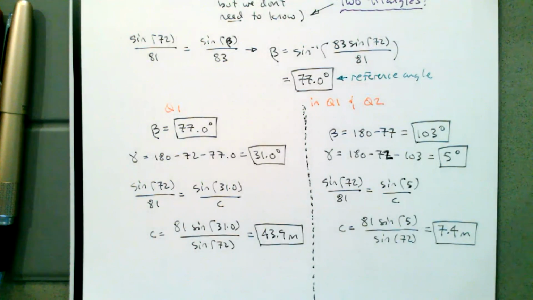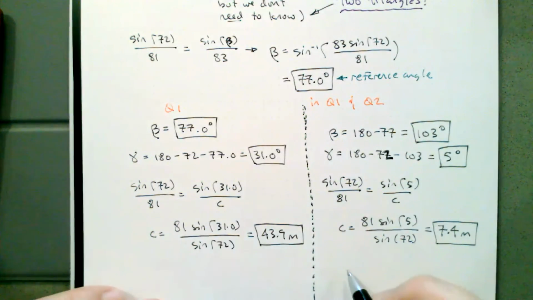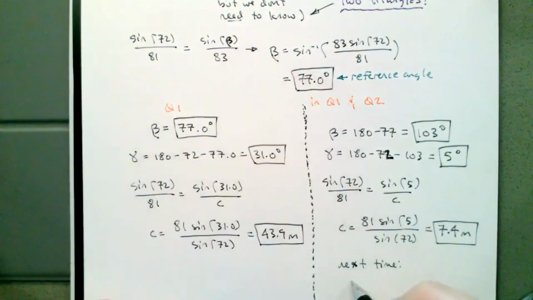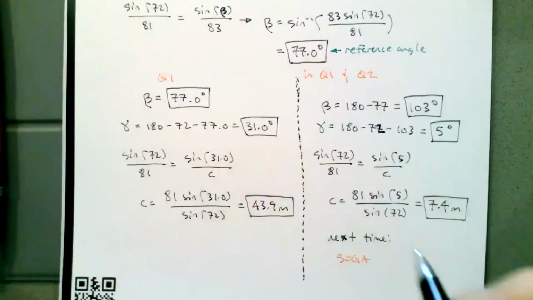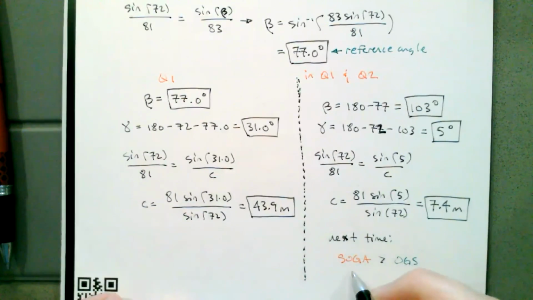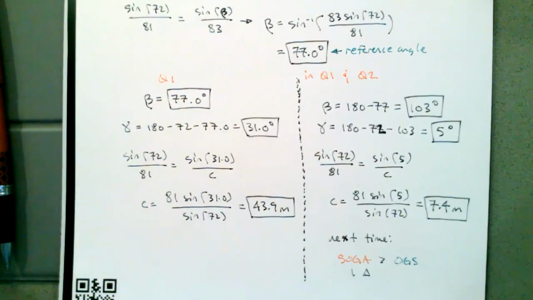So if you're in the two triangles case, you solve for that first angle, treat it like a reference angle in quadrant 1 and quadrant 2. On Thursday, we'll talk about this last case where we have one triangle because the side opposite the given angle is greater than the other given side. That's going to be a one triangle case.